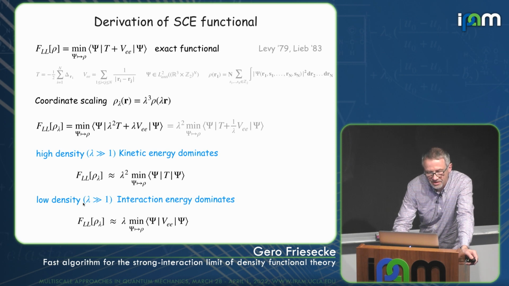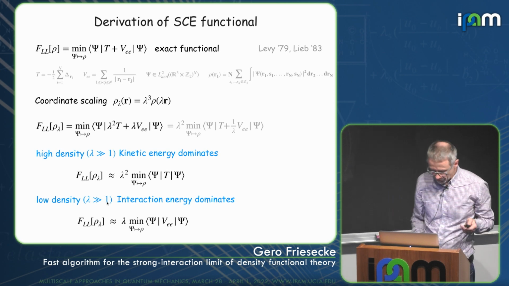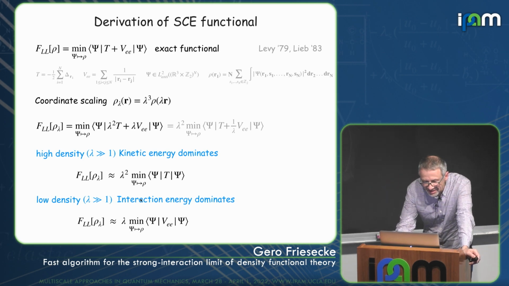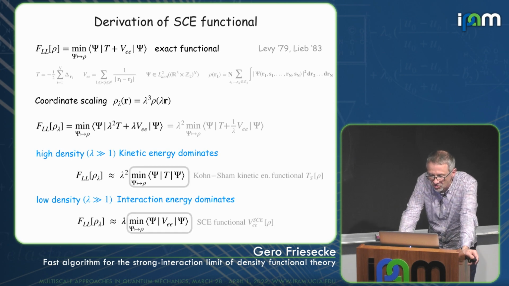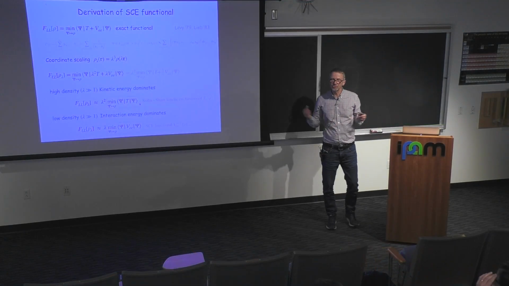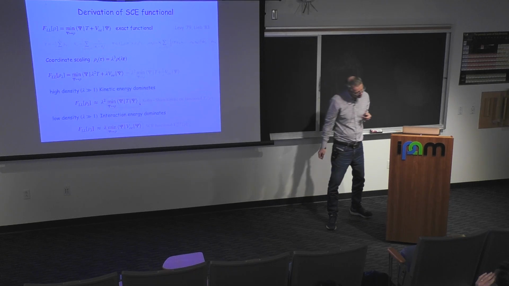And at low density, the interaction energy dominates. If you square a small number, it gets even smaller. So then the interaction dominates, and you get lambda times this. Here is the definition of the SCE functional. It's this term here, cleared of the scale factor, and it's just the analog for interaction of this term here, which is the Kohn-Sham kinetic energy functional. So the SCE functional is just the analog of the standard Kohn-Sham kinetic energy, but for interaction.